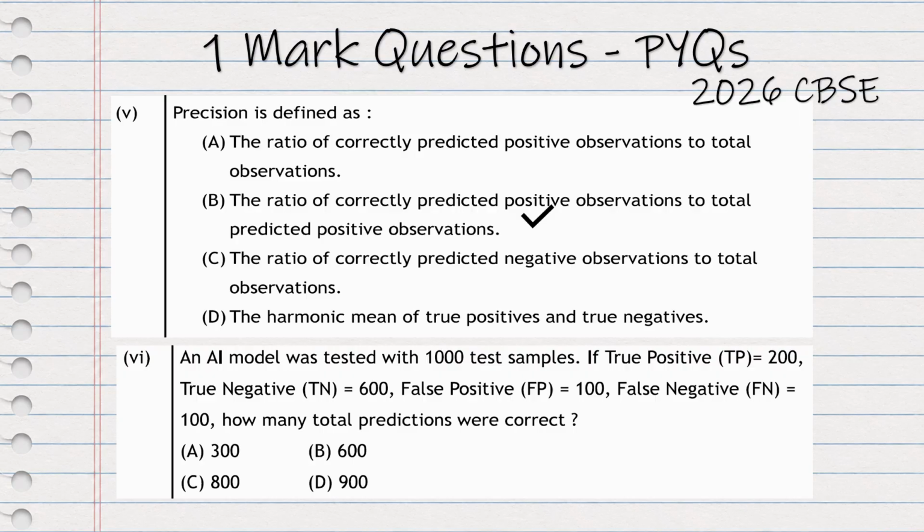Sixth, an AI model was tested with 1000 test samples. If TP is 200, TN is 600, false positive is 100 and false negative is 100. Now how many total predictions were correct? So the answer is 800. The correct predictions are TP plus TN, so the correct predictions are 800.